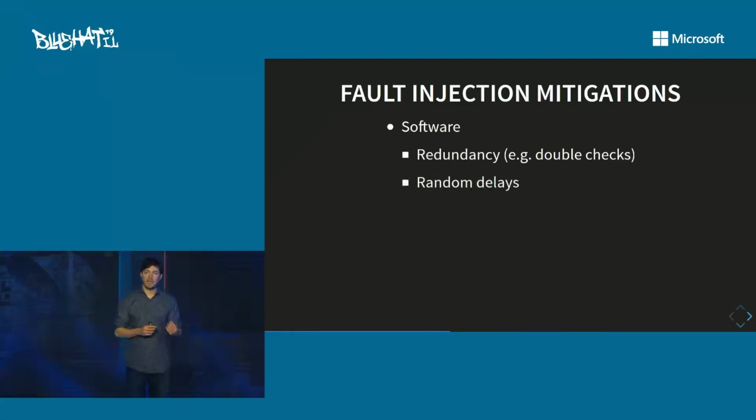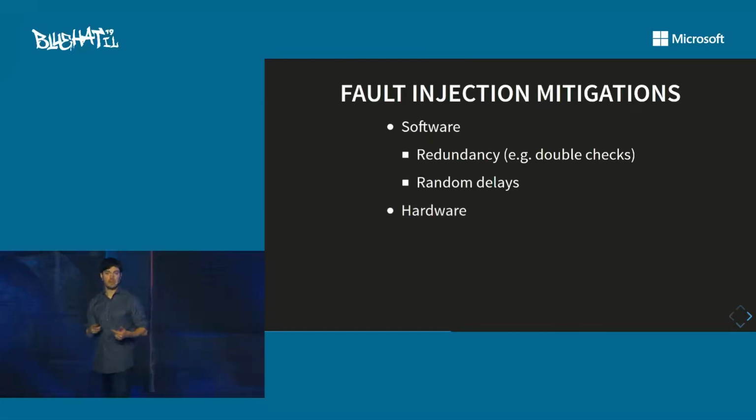You could also add random delays. And basically adding random delays makes it harder to pinpoint the exact moments in time when you need to introduce a glitch. And especially when you combine this with something like double checks, it makes it that much harder to actually bypass that check.